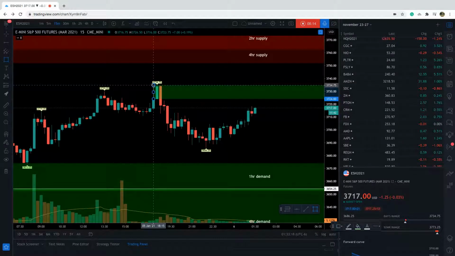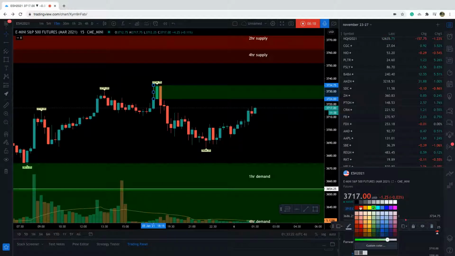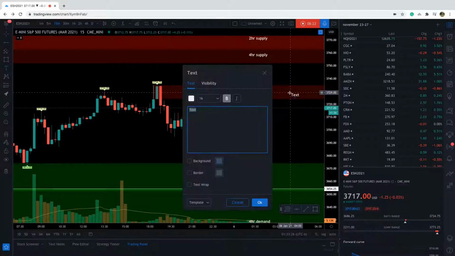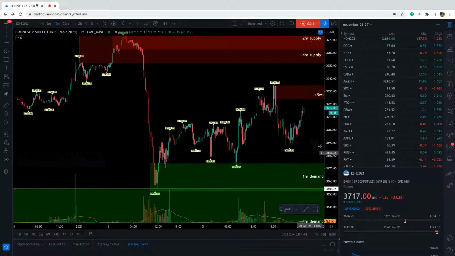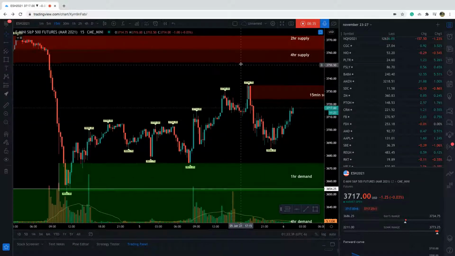If it breaks above 34.75, that means this is invalidated. We could slap a label on there as well: 15-minute supply. Yep. So, from the steep sell-off, there really is no clear supply until here. This is not that strong of a zone.